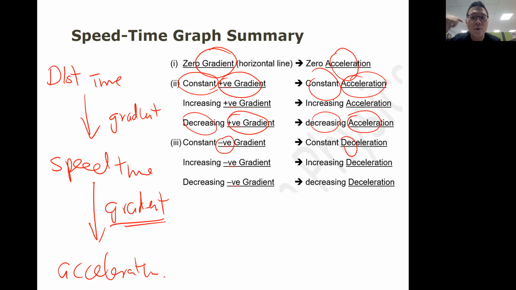The next segment that we look at will be the calculations, using the speed time graph to do calculations. Okay, so thank you everybody.